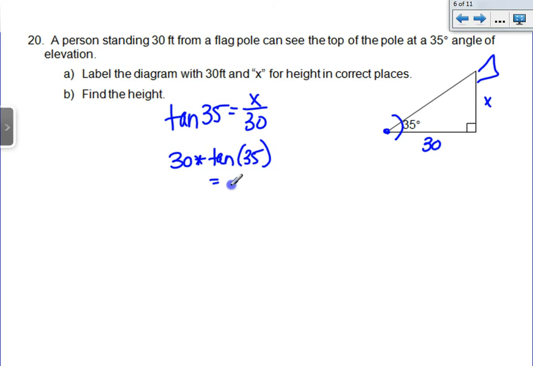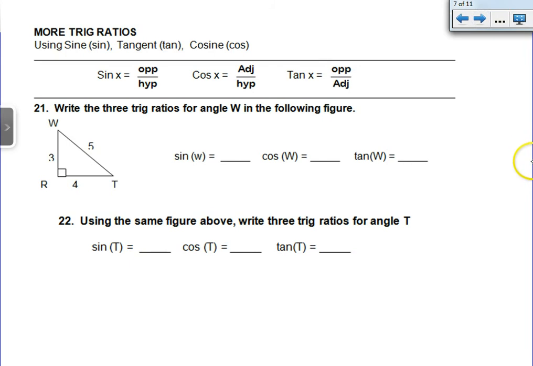It's 21 roughly. And looks like it's feet. Get in the habit of labeling. It's a good habit.